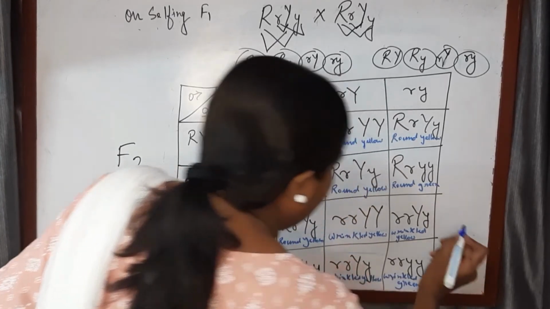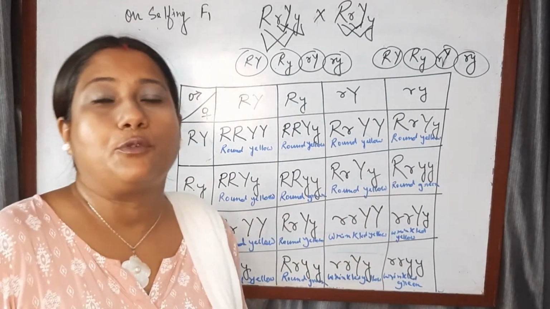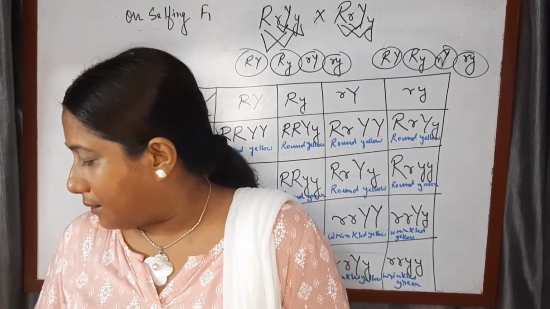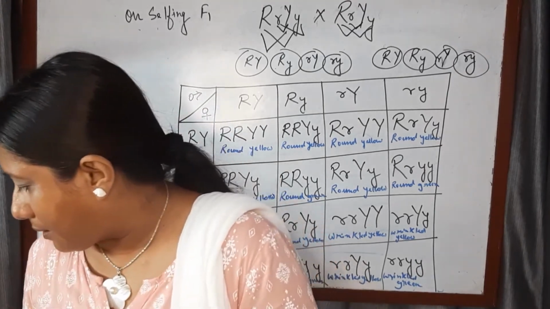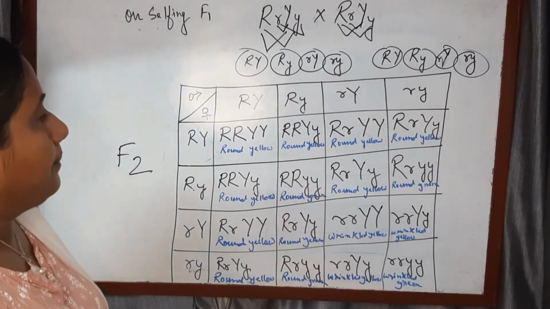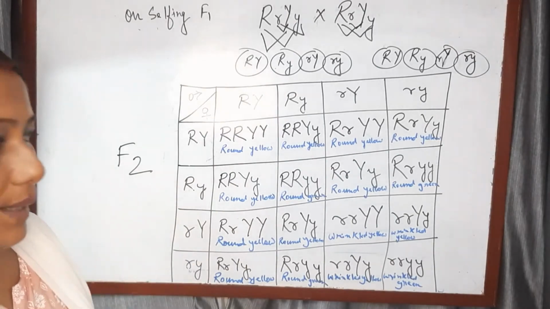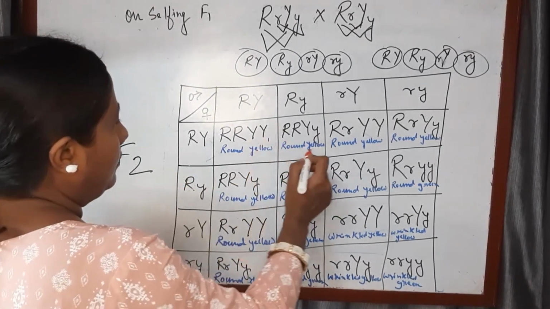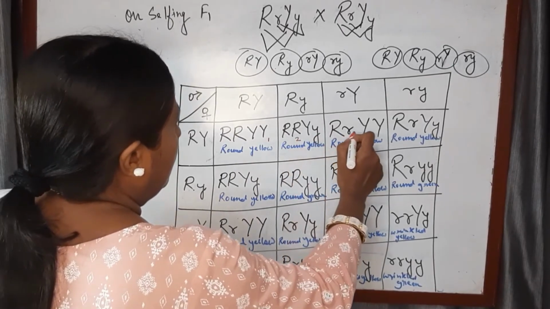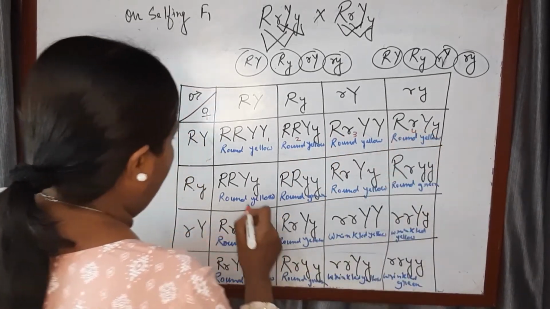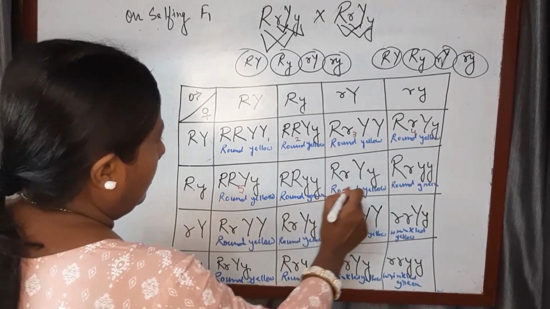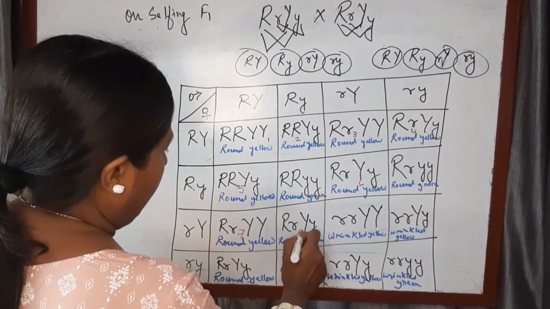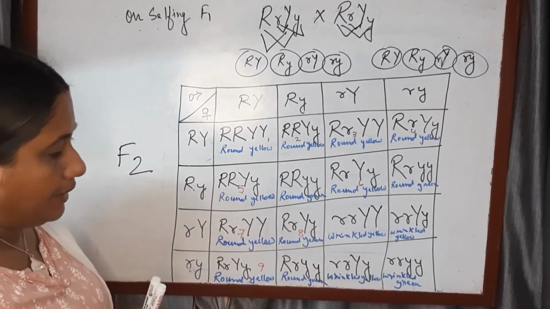Now the next work that we have to do is to count. I am using another pen, another color. It makes it easy for us. Round yellow, I am using a red pen. So how many round yellow? Just count it. 1, 2, 3, 4, 5, 6, 7, 8, 9. Are we getting 9?